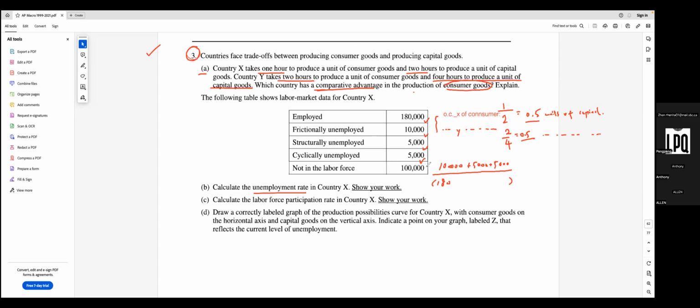Because the last row cannot be counted as labor force. Because the question tells you, okay, this group isn't in the labor force, so it cannot be counted as labor force. You see here, not in the labor force. So besides excluding the last row, all the other four numbers, you add them together, and you get the total labor force. Okay, you add up all these numbers.